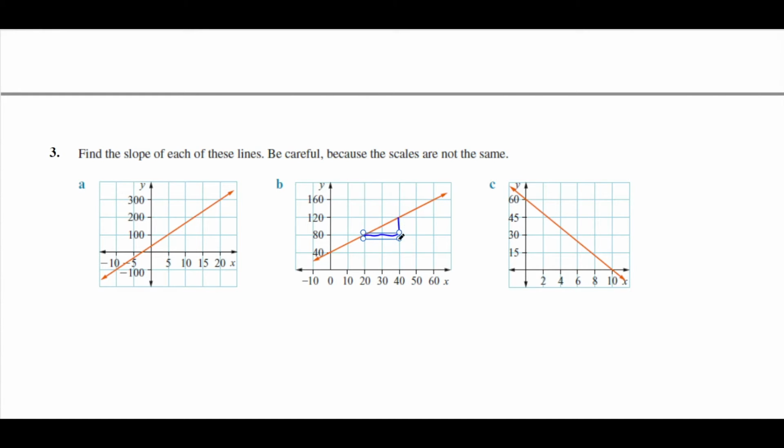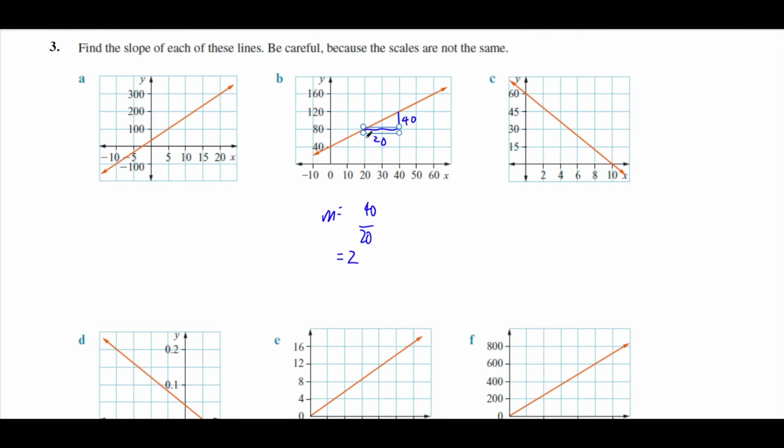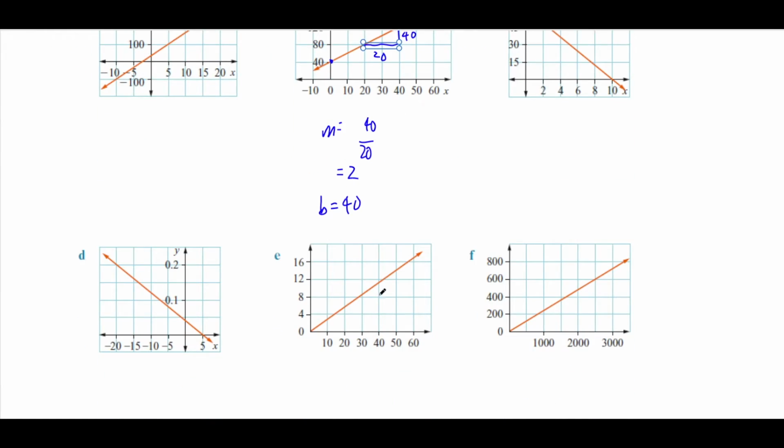Okay, so this is what, 40, right? 120 take away 80, and what's the bottom? Bottom is 40 take away 20, which is 20. So the gradient is equal to 40 over 20, and because it's going up, we don't need to put a minus. This is equal to 2. All right, and then find the y-intercept. To find the y-intercept, basically, if m equals 2, b equals what? 40, right? So it's pretty easy, these questions.